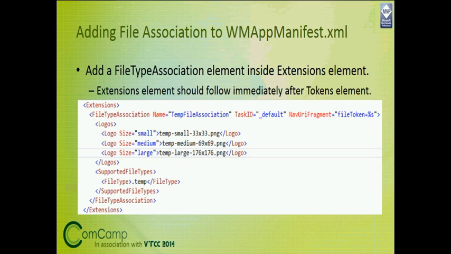So whenever the user tries to launch a file of type .temp, my application will be launched, and I'm going to use the file association that is defined here, and I'm going to write my logic to decide what I should be doing with this file type.